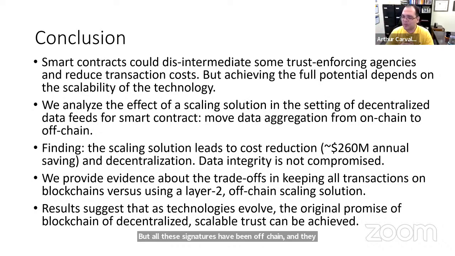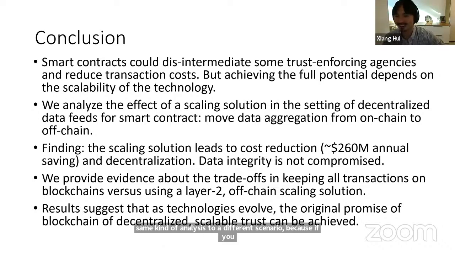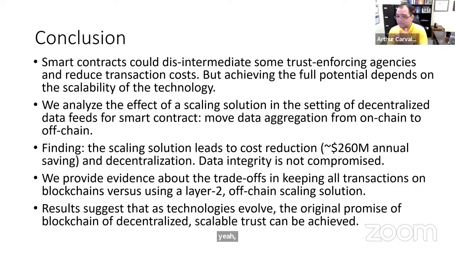So I'm just curious if you thought about applying the same kind of analysis to a different scenario, because that would be super interesting. If you think about Decentraland, they have a period of time when the whole thing was on-chain, then they moved off-chain, and you can literally apply the same techniques and ideas to their data set, but now for the governance of DAOs.